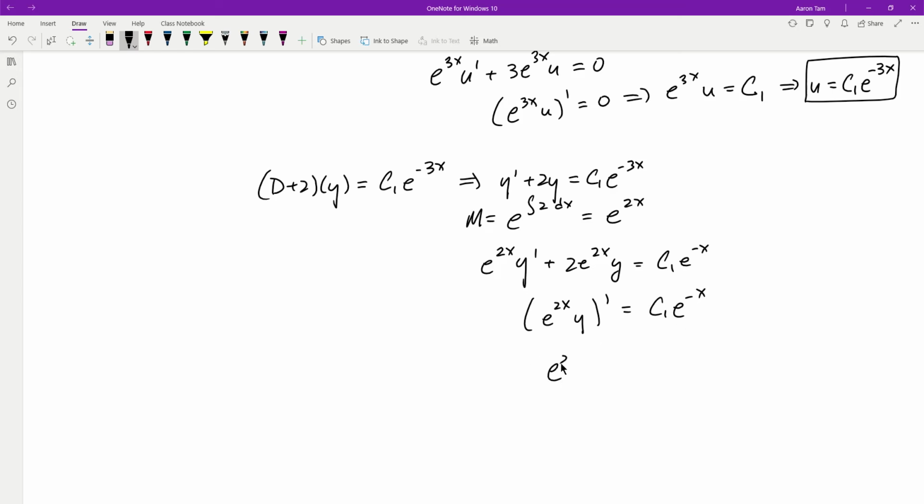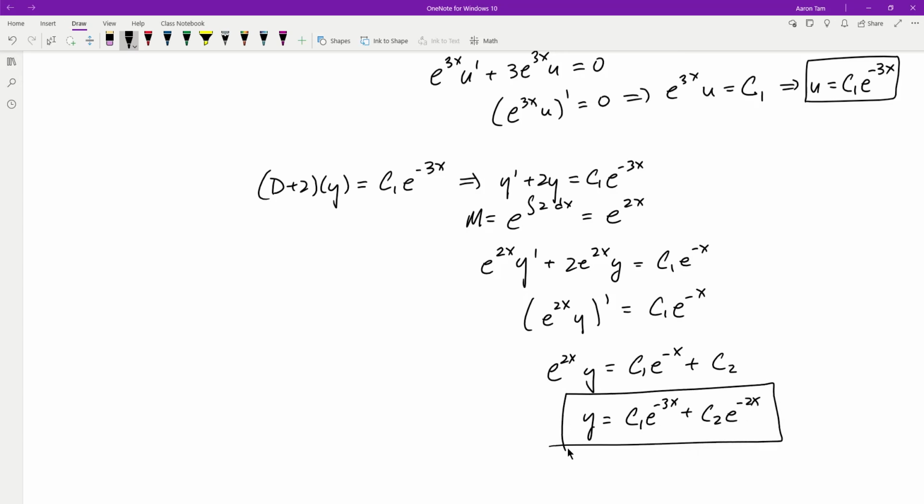Now remember, this part comes out to be (e to the 2x y) prime equal to c1 e to negative x. So when I take the integral of this, e to the 2x y equals, technically speaking, negative c1 e to negative x. But since c1 is a constant that we don't know, I'm just going to leave it as c1. But don't forget, plus c2, because that's a second integration constant. And now if I divide everything by e to the 2x, then what I have will be c1 e to negative 3x plus c2 e to negative 2x.